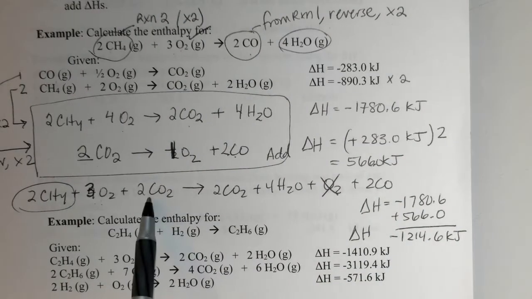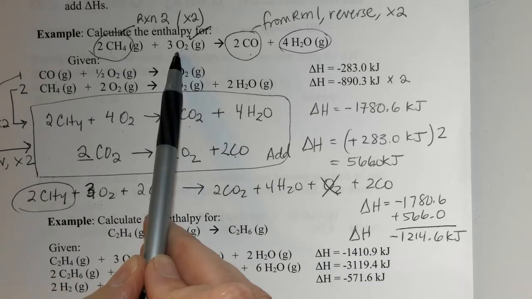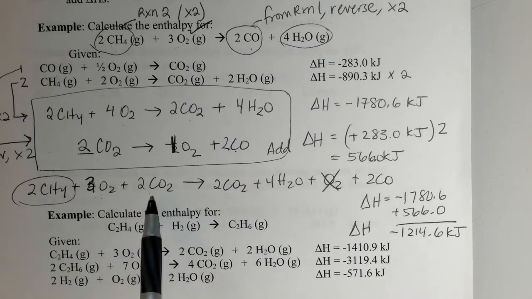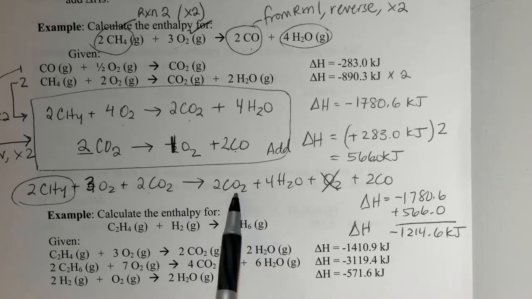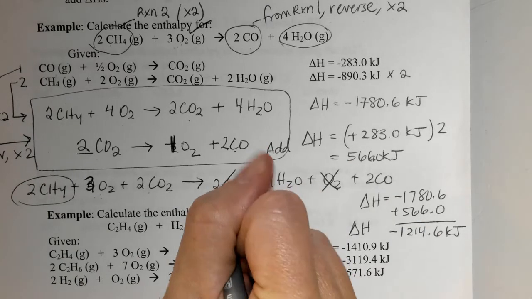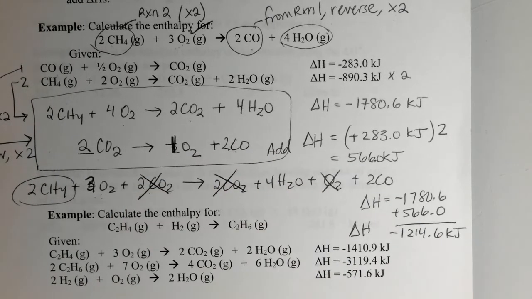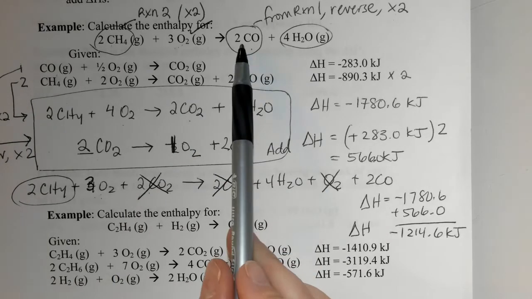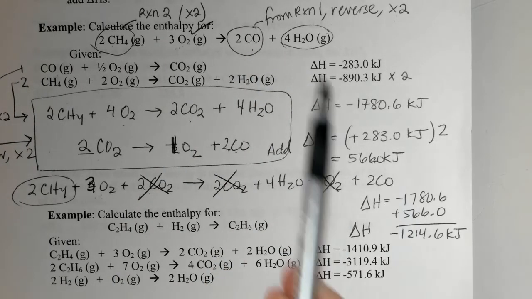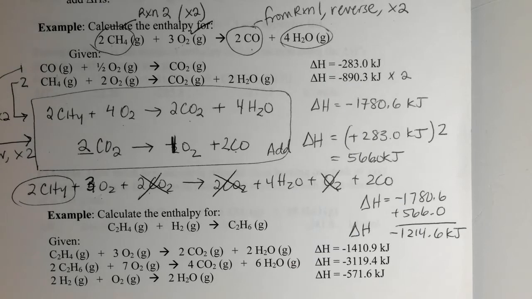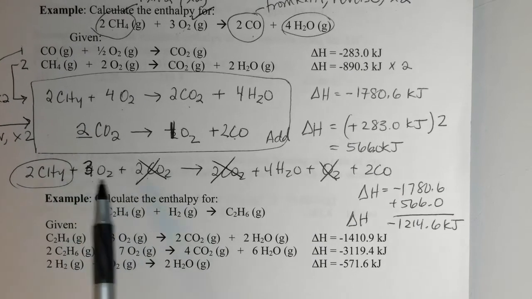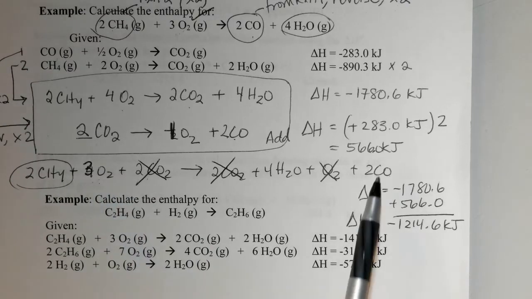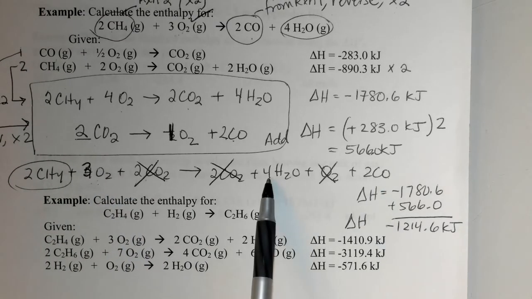The carbon dioxide shouldn't be here on the reactant side. When I look at it, I've got 2 carbon dioxides on the reactant side and 2 on the product side. So I'm going to reduce by subtracting 2 CO2s from both sides. I got 2 carbon monoxides, that's there, and the 4 waters, that's there. So now I have my target equation, right? I've got the 2 methanes plus 3 oxygens to make my 2 carbon monoxides and 4 waters.